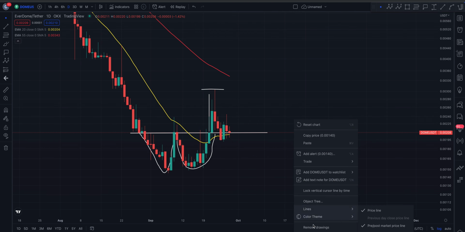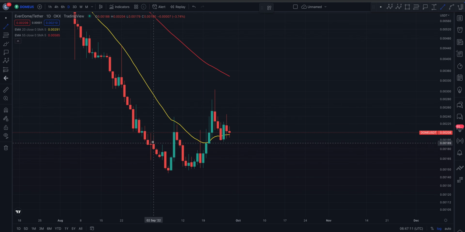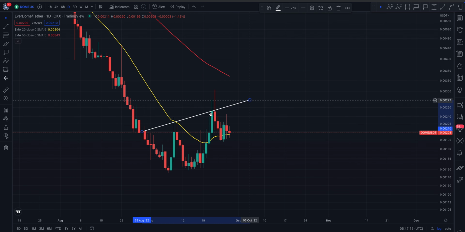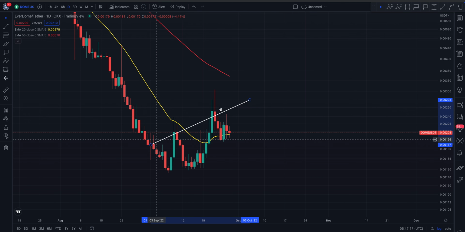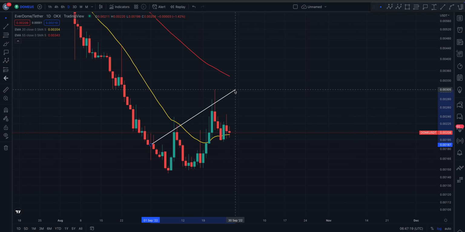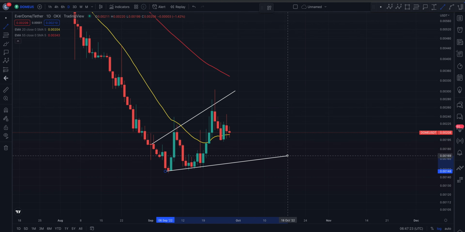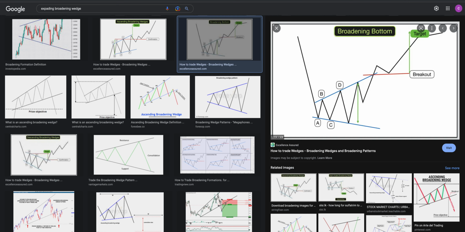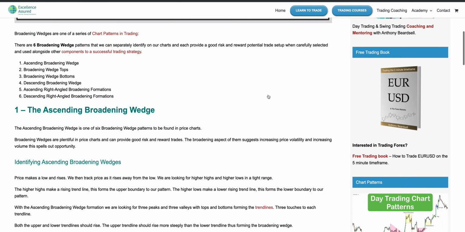So for me, I was looking at something else earlier for Everdome, right? Okay, so bear with me on this as well. So I was looking at some sort of, I think it was something like this. It's called a broadening bottom, I do believe. Right, yeah, a broadening bottom. So you can see here, okay, that's an ascending wedge.